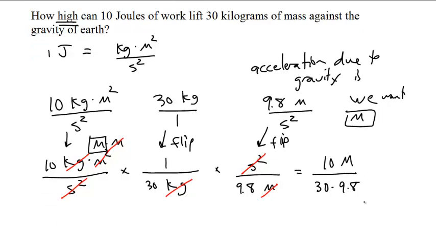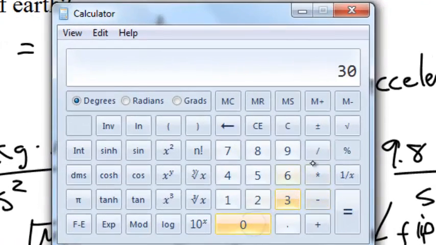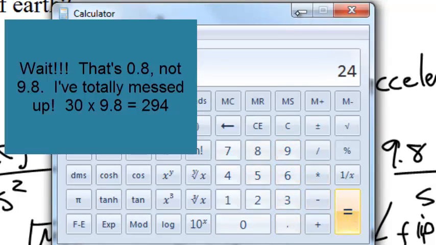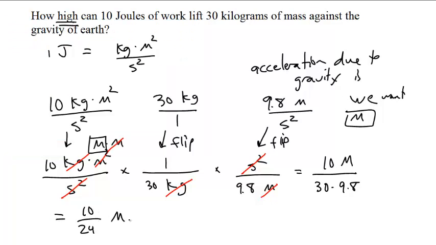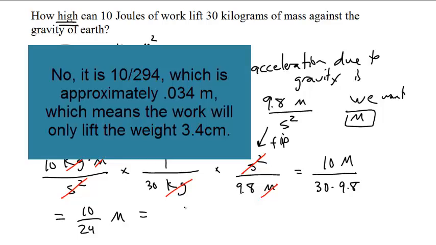And what do we do with this? Well, what is 30 times 9.8? 30 times 9.8 is 294. So this is 10 over 294 meters. And let's just leave it as a fraction. We can divide top and bottom by 2 and get 5/147 of a meter. So not even half a meter. A joule is not that much work, or kilograms are rather heavy. 30 kilograms is what? A kilogram is 2.2 pounds, so that's more than 60 pounds.